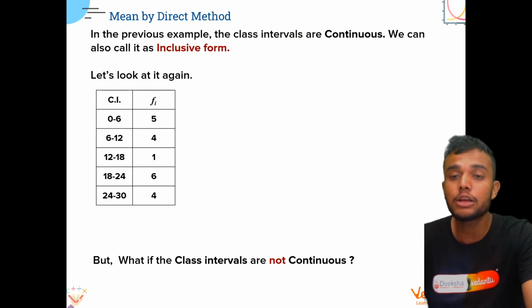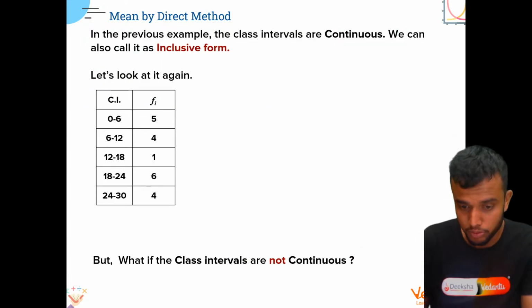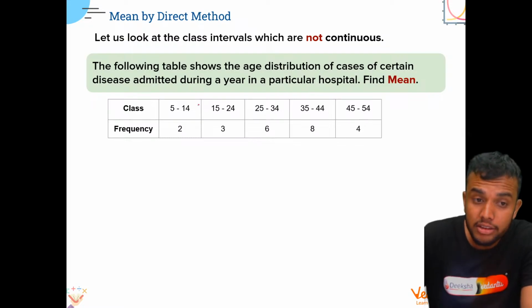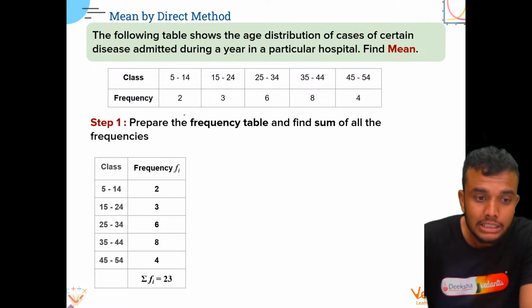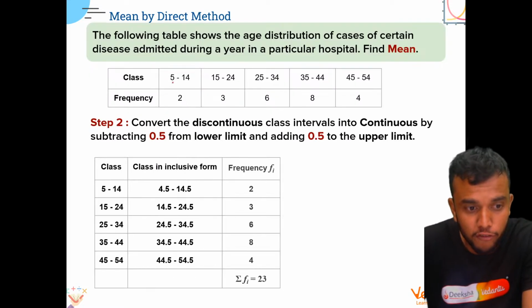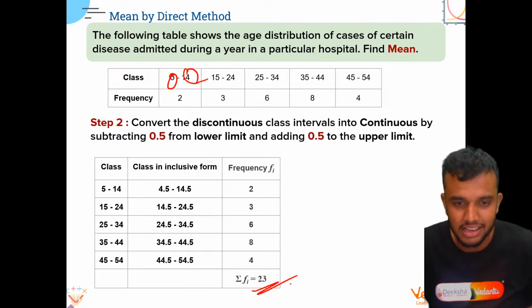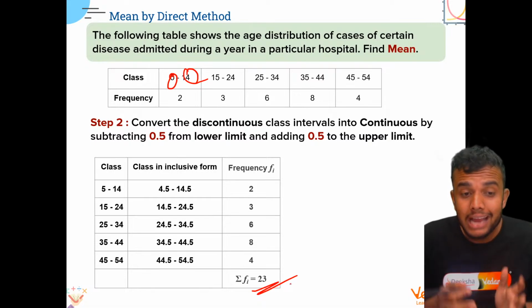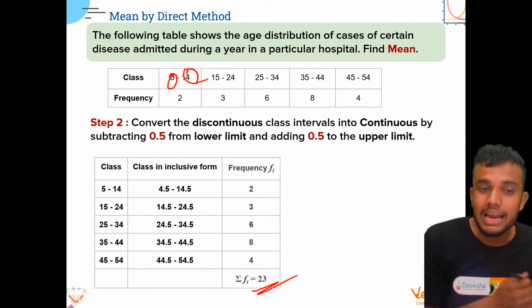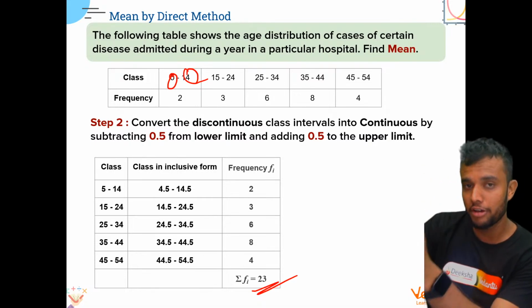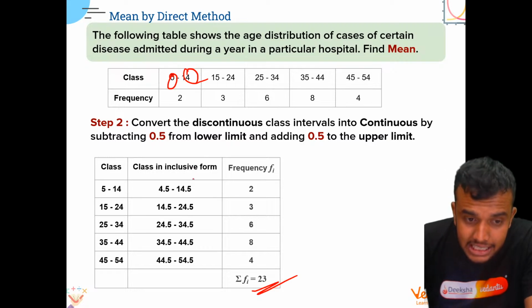If it's in inclusive form, if it's not continuous, what do we do? Very simple. If it's not continuous, first we subtract 0.5 from the first number and add 0.5 to the second number. Then it becomes continuous. Very simple, students: subtract 0.5 for the lower limit and add 0.5 for the upper limit. Then you get the xi value.